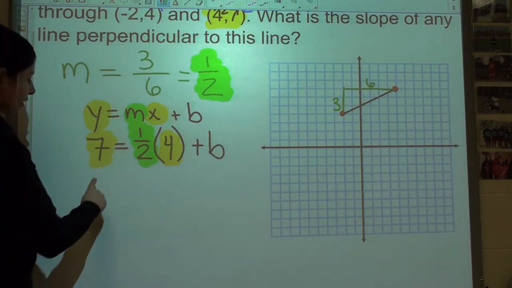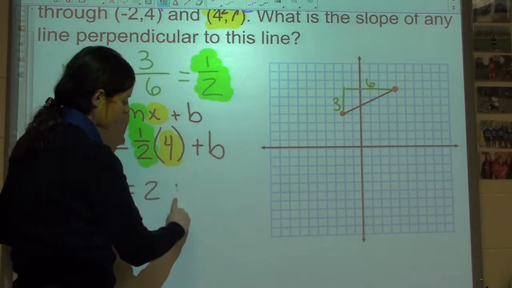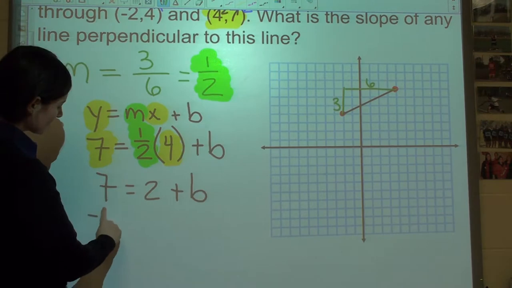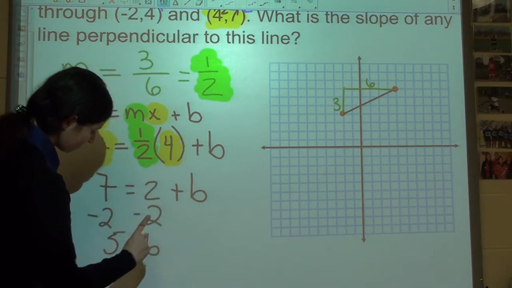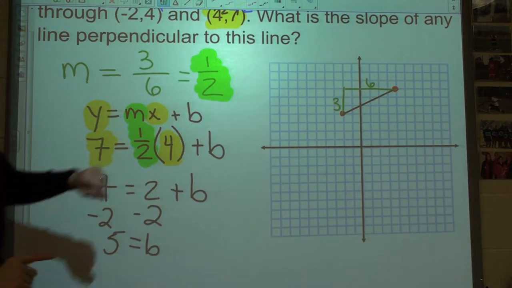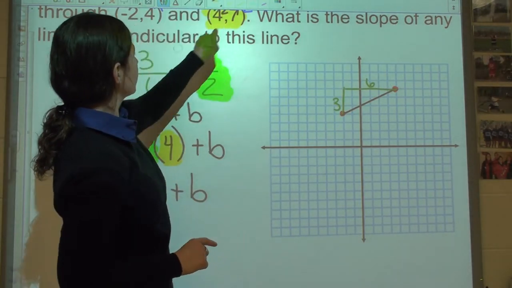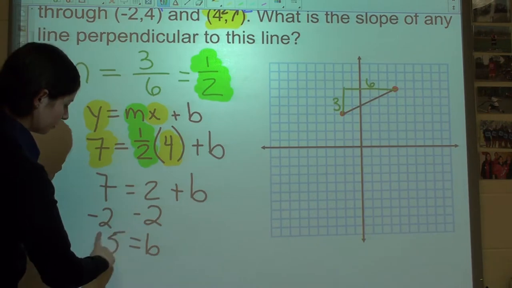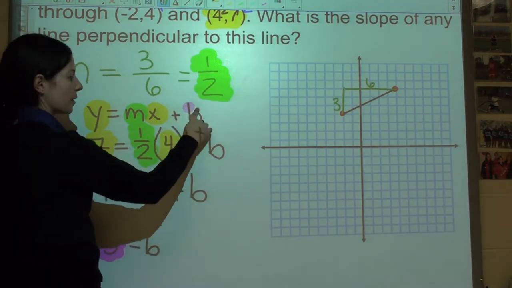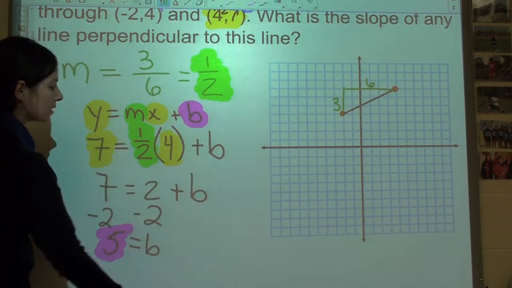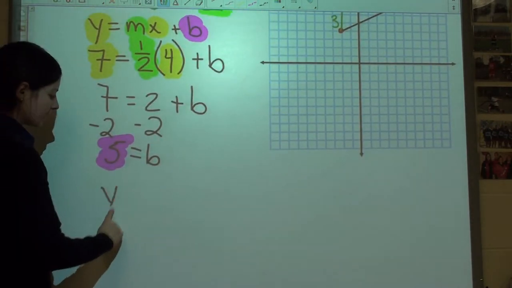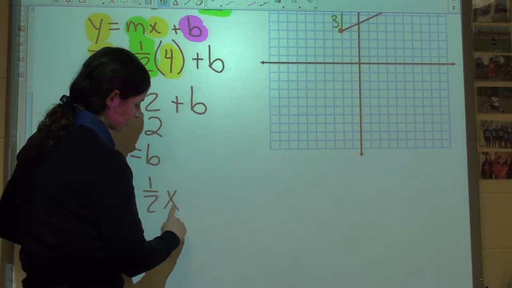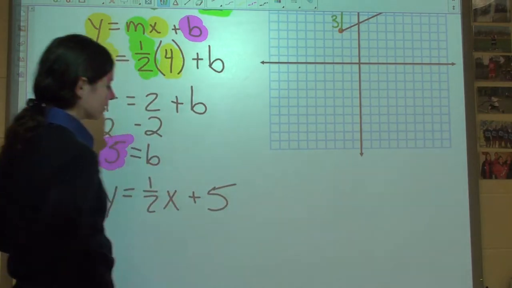1/2 times 4 is going to give me 2. So I'm just going to bring everything else down. And then subtract 2 from both sides, leaving me with b equals 5. So now to write my equation, I'm again just going to take 5, and we're going to substitute it back into the original equation. So I have the equation y equals 1/2x plus 5.